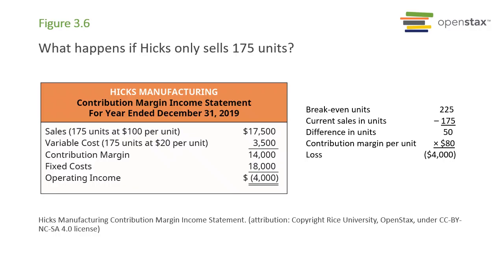The other way we could figure this out is just to use the difference in the number of units from break even to the current sales. So they'd be 50 units short at $80 a unit, still short $4,000. So two different ways to show and calculate that loss. Both reflect that if you're under break even, you're losing money.